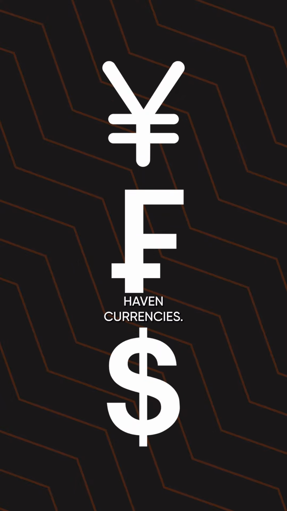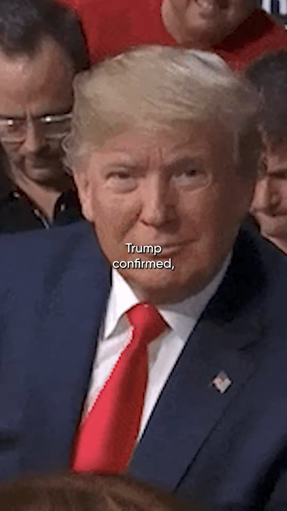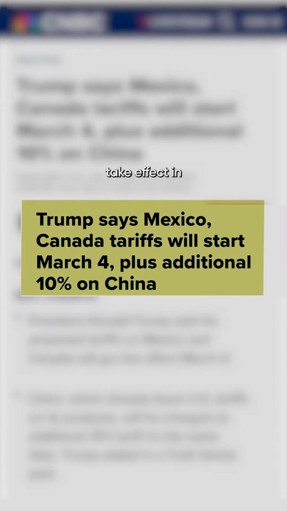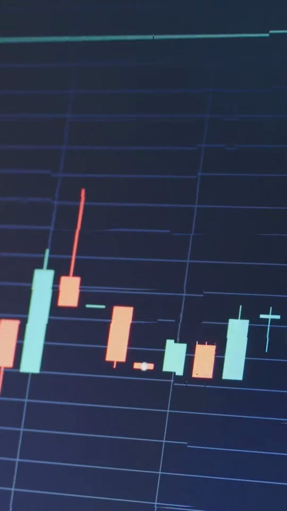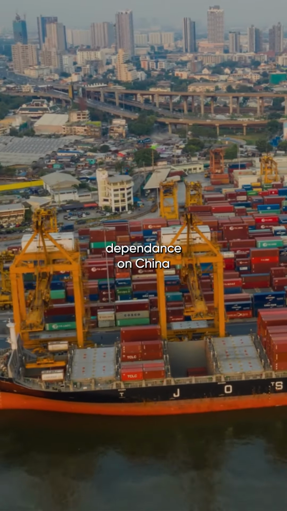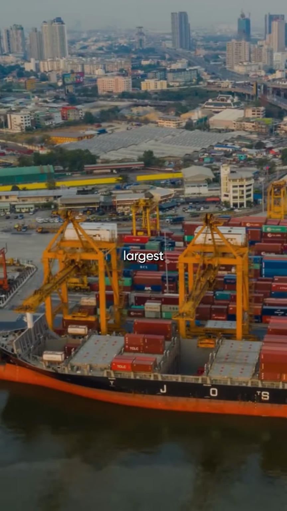safe haven currencies. Alongside that, Trump confirmed 25% tariffs on Mexico and Canada will take effect in March and an additional 10% tariff on Chinese goods. The 10% tariff on Chinese goods hit the Aussie particularly hard given Australia's heavy economic dependence on China as its largest trading partner. On the Aussie dollar side, Australia's CPI came in slightly below expectations at 2.5% year over year.